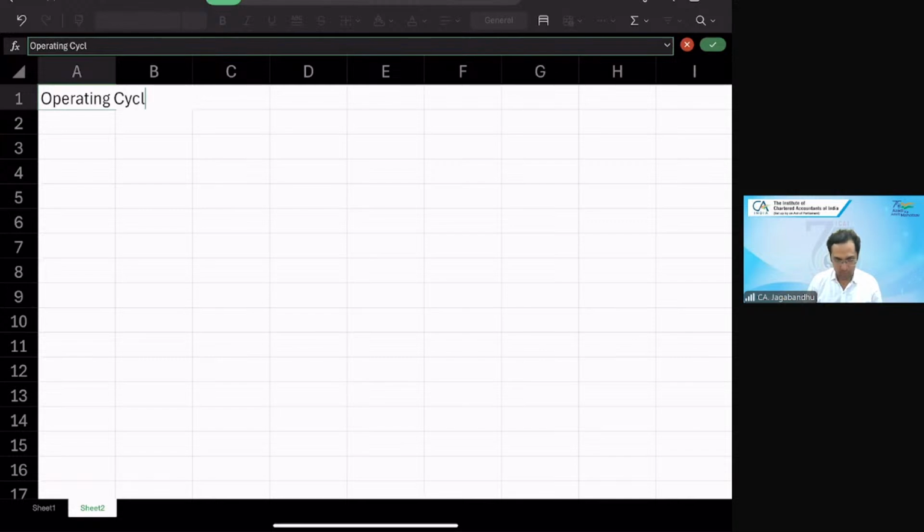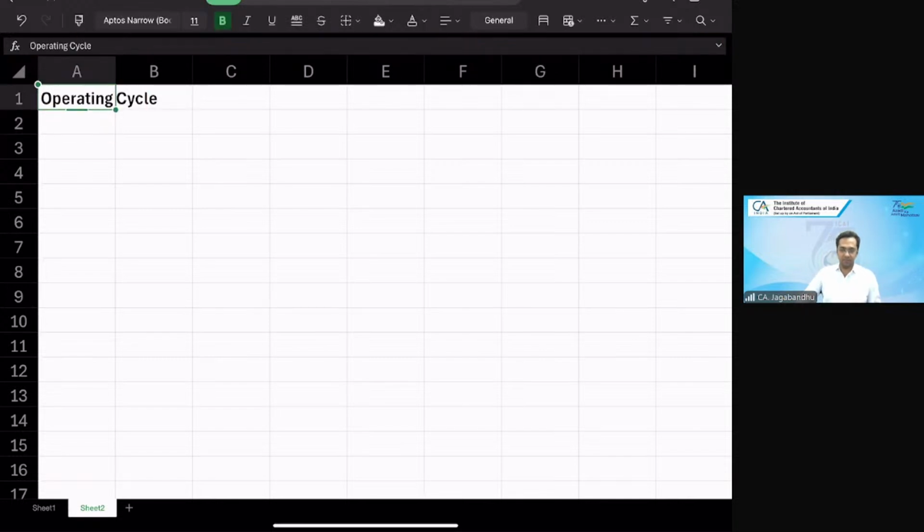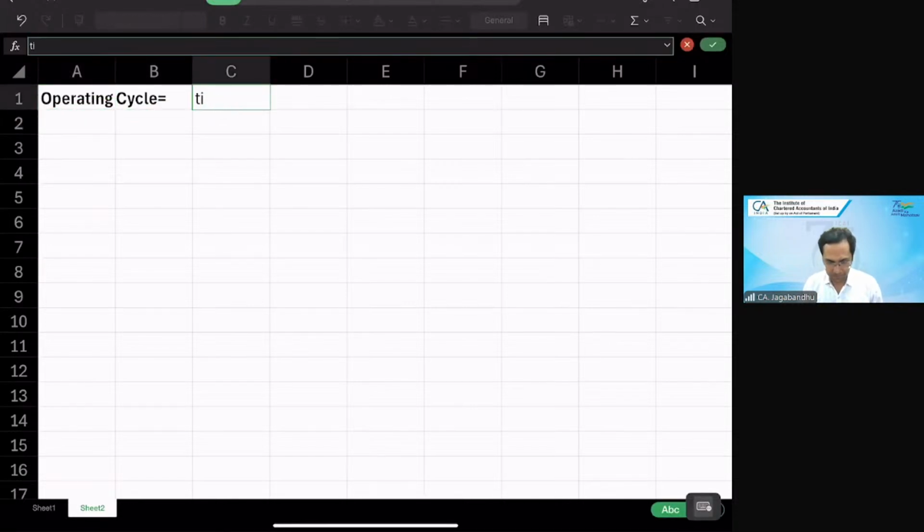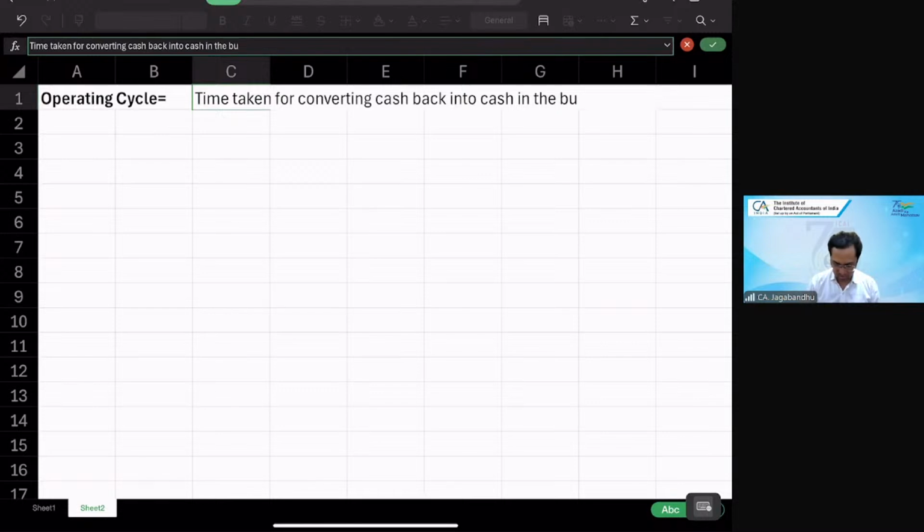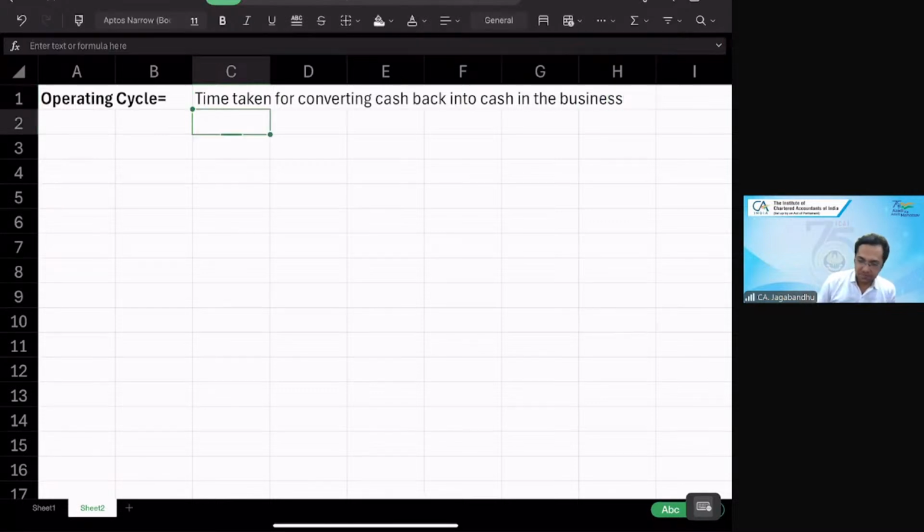So we're talking of operating cycle. The operating cycle is basically the time taken for converting cash back into cash in the business. Now, what do we really mean by converting cash back into cash in the business? Because when we're talking of operating cycle, think from the point of view of the working capital aspect.